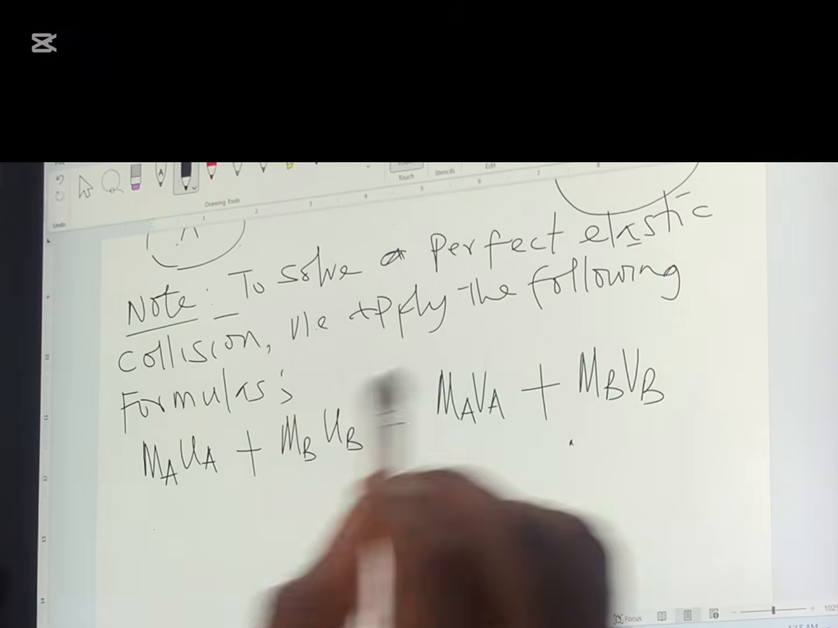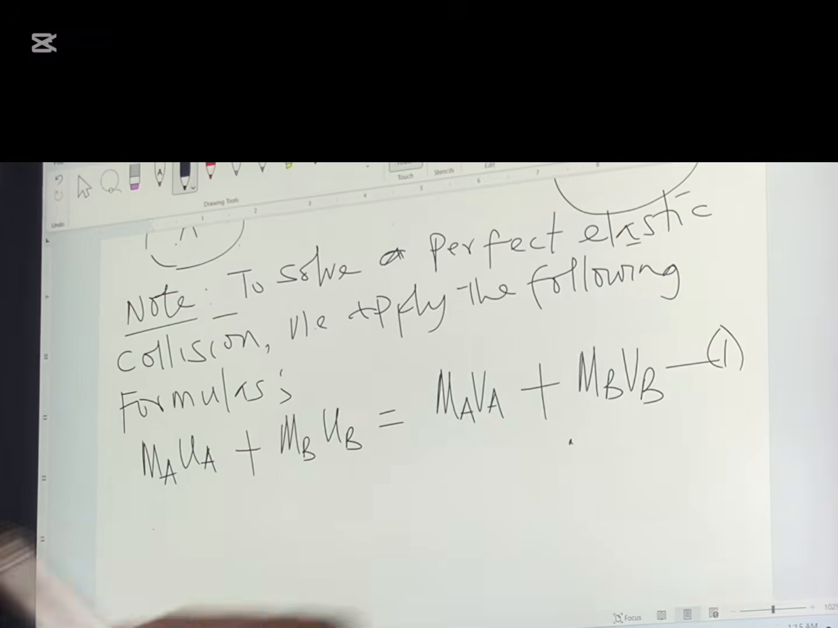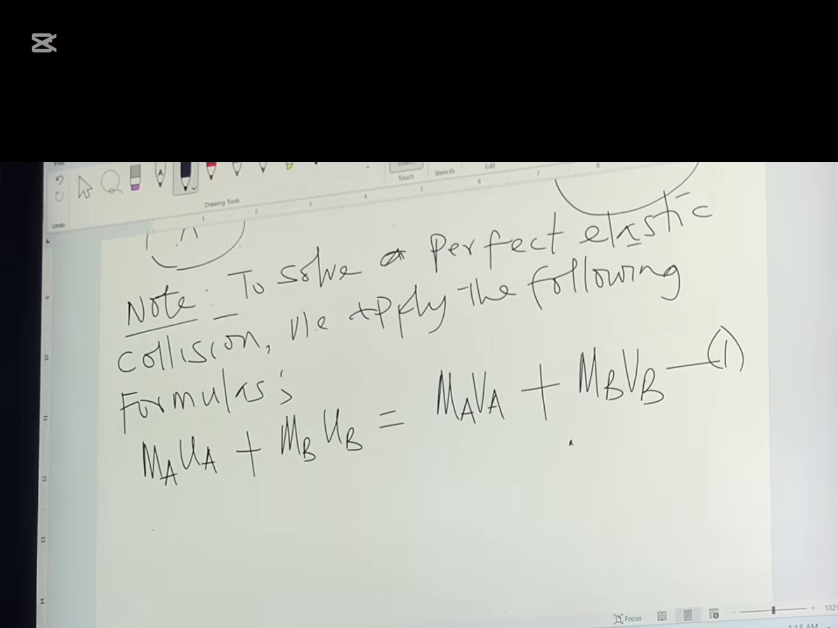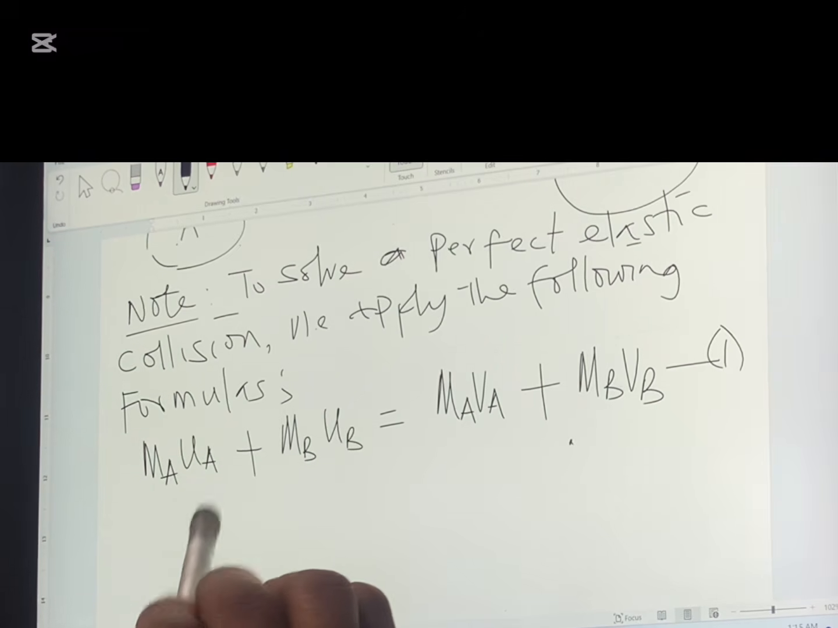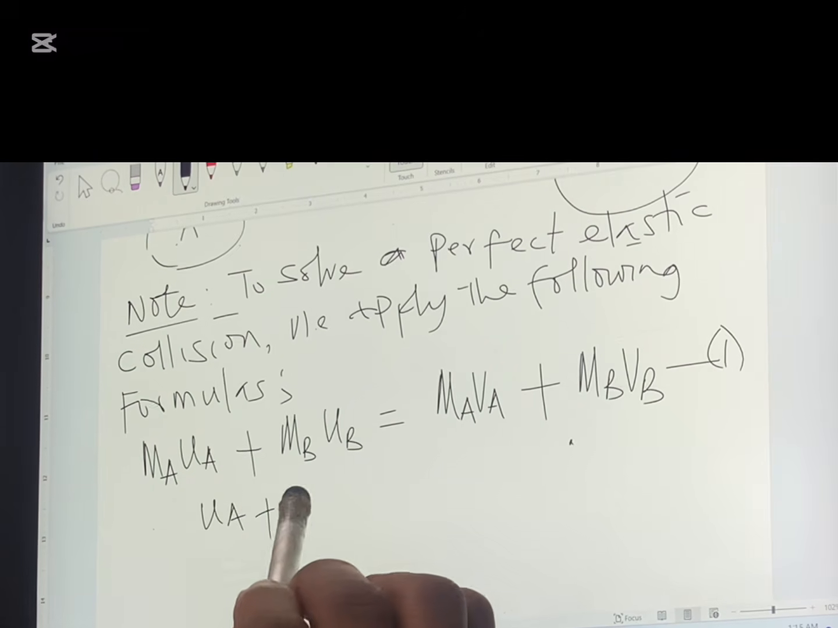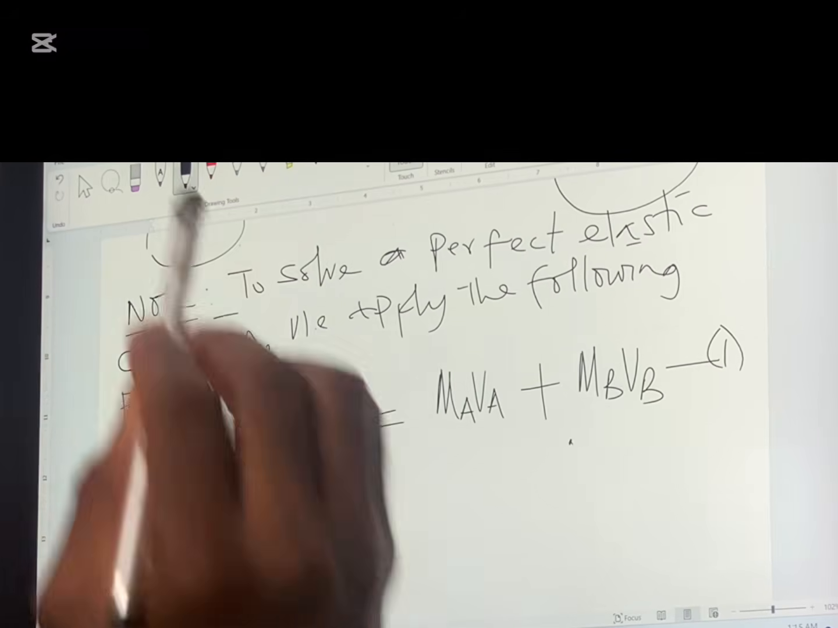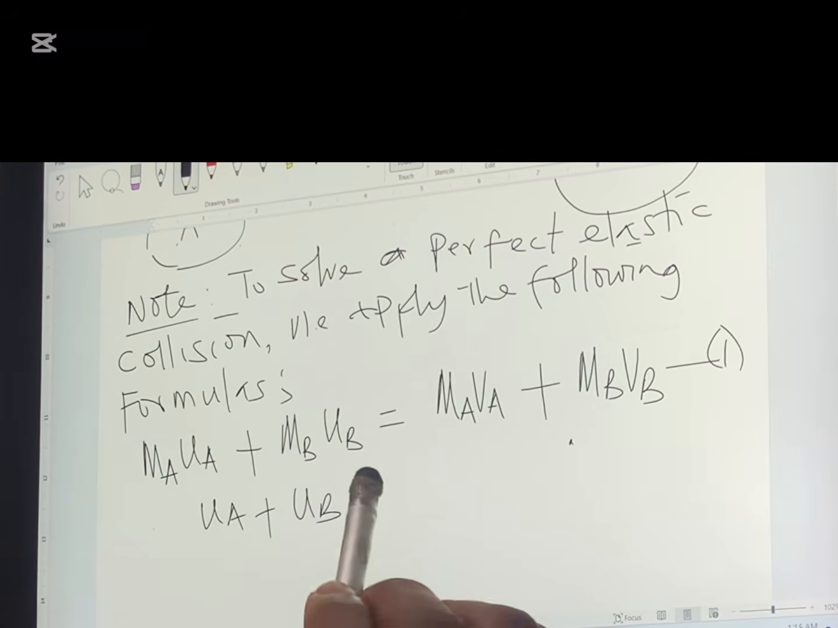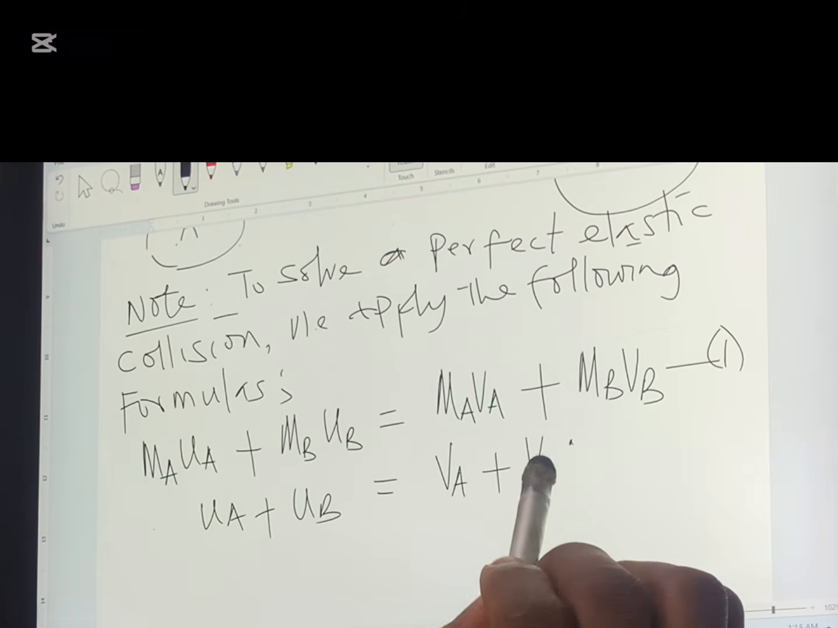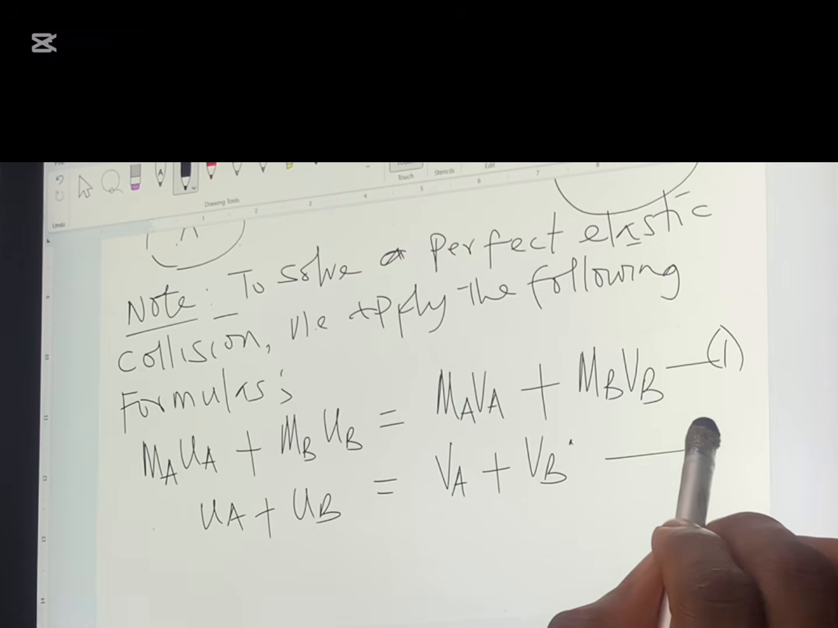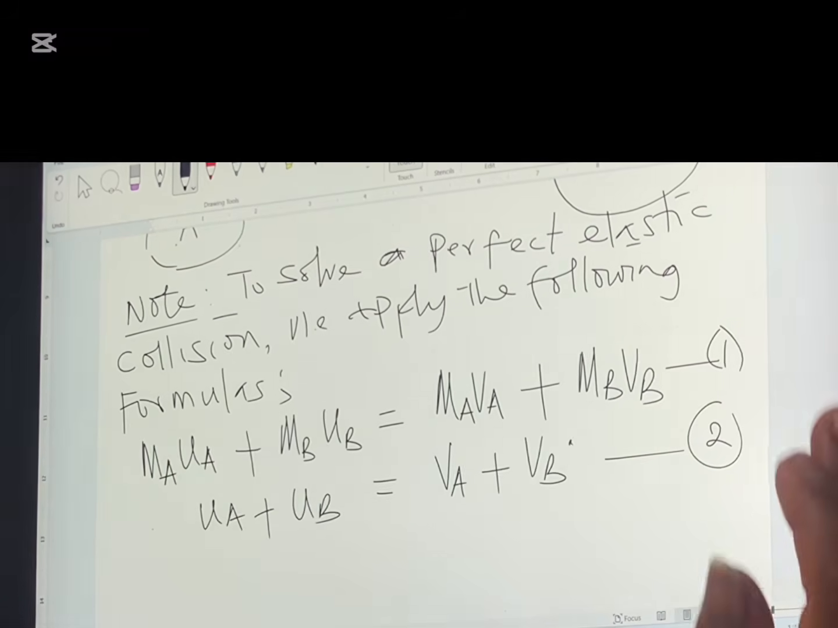Now the next one, this is for Formula 1. The next one is conservation of velocity. That's ua plus ub is equal to va plus vb. So I have this to be Formula 2.